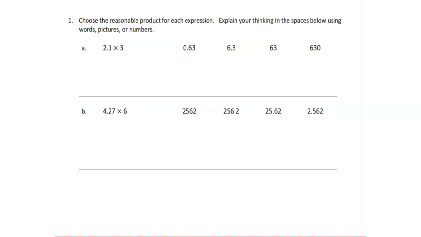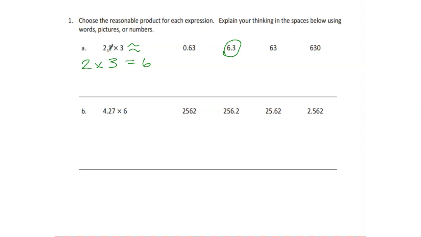So let's look at A here. It says 2 and 1/10 times 3. Well, I know that that's around 2 times 3, and I know that 2 times 3 is equal to 6. So my answer to 2 and 1/10 times 3 should be slightly above 6. And I know that the only one of these four numbers that's slightly above 6 is what? Hopefully you said 6 and 3/10.